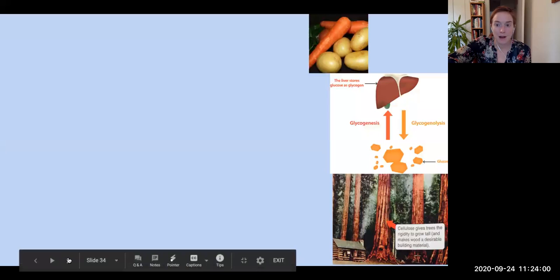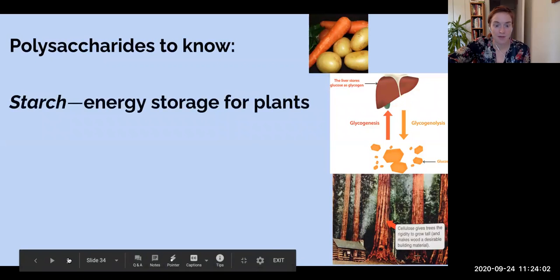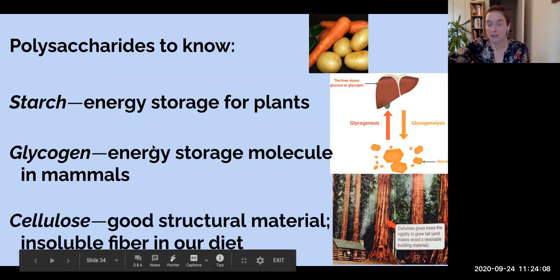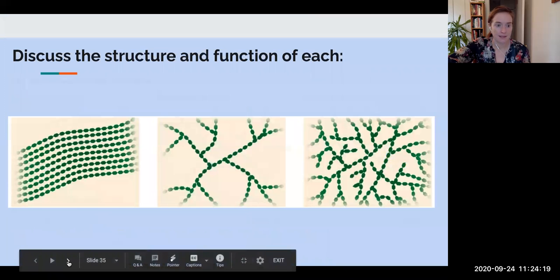So 3 polysaccharides you need to know in brief: starch, energy storage for plants; glycogen, energy storage for mammals. We store it in our liver and our muscles, and cellulose is good for our diet and a good structural material. All right, we did that.